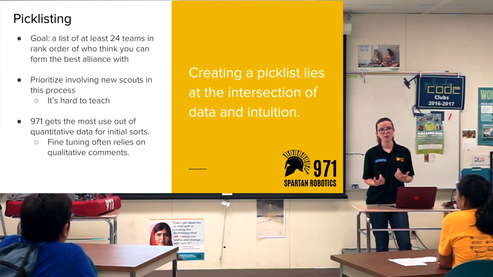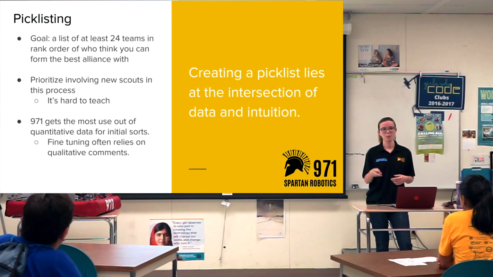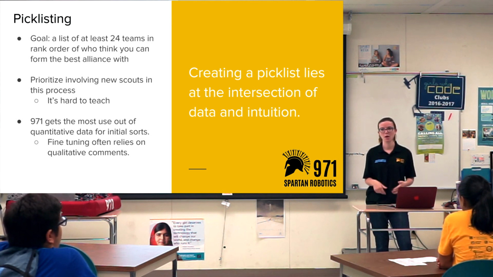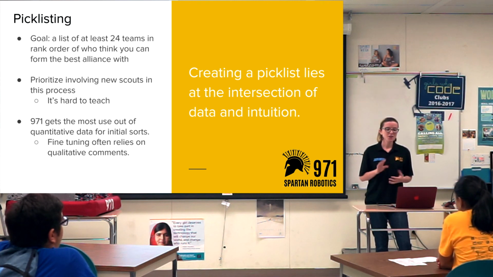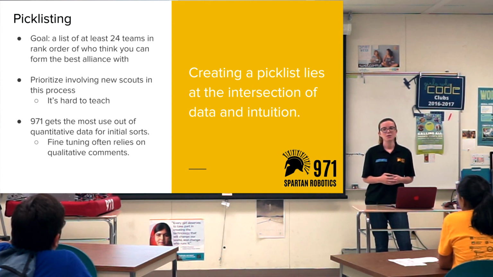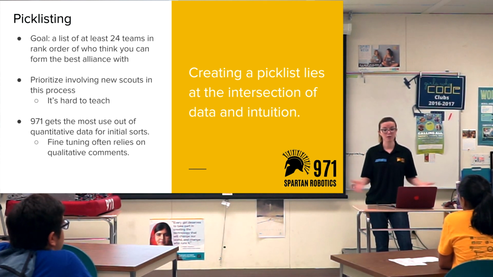The reason for the 24 is because the teams that go to elimination is going to be 8 alliances of 3 robots each, so 24. So if you have 24 robots on your list, you won't run out of robots to pick if you are up there picking. Just a note on pick listing, you really want to prioritize involving new scouts in this process because it is very hard to teach. In my opinion, creating a pick list lies at the intersection of data and intuition, and sometimes last-second panic. So it's not the kind of thing that you can just give someone a bullet point list of how to do it and expect them to feel successful. It's something that is learned gradually through involvement.